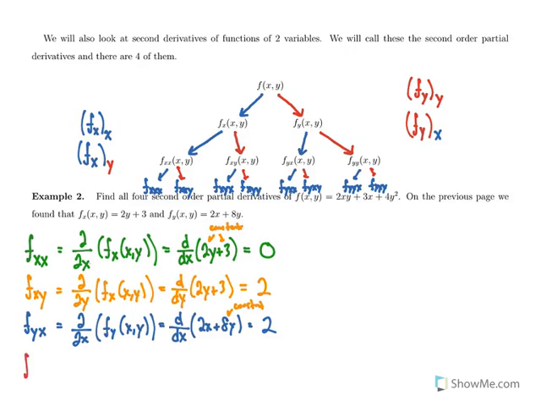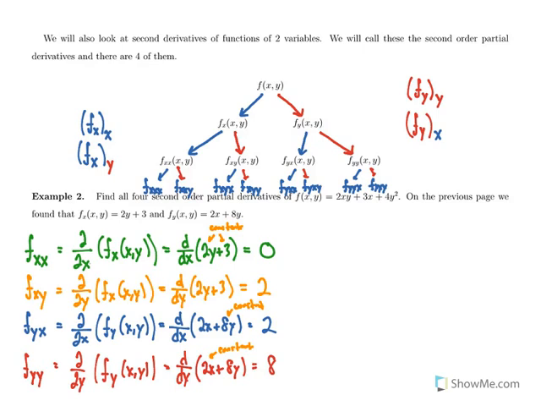And lastly, let's do f sub yy, which is the partial with respect to y of f sub y of x, y, which is just the normal derivative d/dy of 2x plus 8y. Noting that 2x here is a constant, so this derivative should be 8.